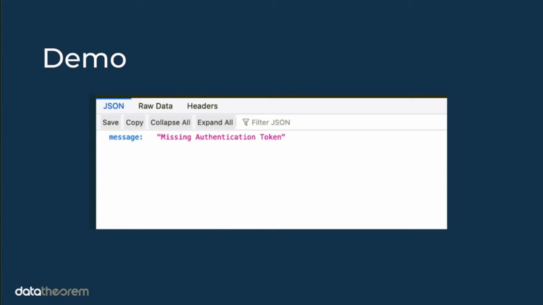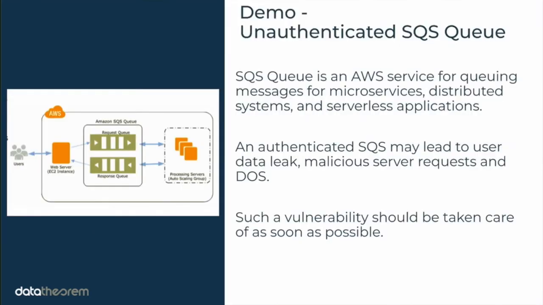So the demo is about an SQS queue that is unauthenticated. An SQS queue is an AWS service for queuing messages. It's often used in applications, mobile applications, web applications, to communicate from the web server to processing servers. You usually have a request queue and a response queue. So I'll show you why an unauthenticated queue may lead to user data leak or malicious server requests.